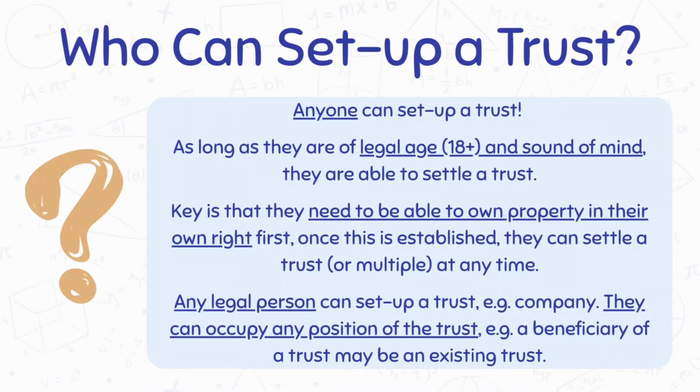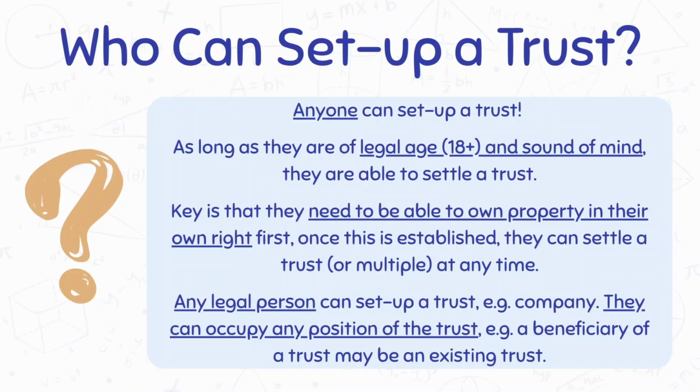The key here is that the settlor must have the ability to own property in their own right first, so the absolute ownership. Then they can settle any number of trusts if they want to. A little side note here, which will be discussed in further presentations, is that a beneficiary can actually place their beneficial title to an existing trust into trust as well. But don't worry about this for now. We will be going over this in future presentations once you have other foundational knowledge first, so you'll be able to understand how this is possible.